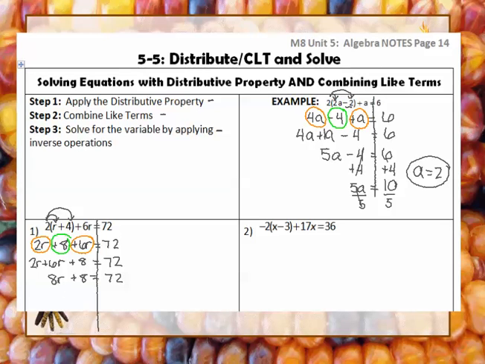Now I don't have any more combining, so I'm just going to solve like a regular equation. I'm going to get rid of the constant, get rid of 8, and then I'm left with 8r equals 64. Then I'm going to divide by 8 on both sides, and I'm left with r is equal to 8 for this problem. Why don't you try number 2 by yourself, and when you're ready, unpause the video and we'll check our work together.